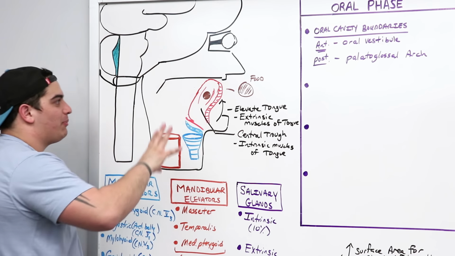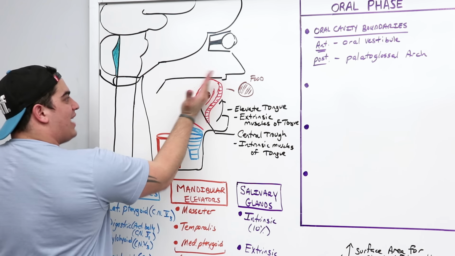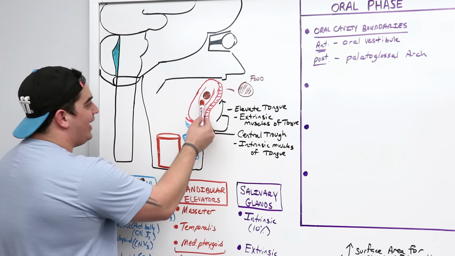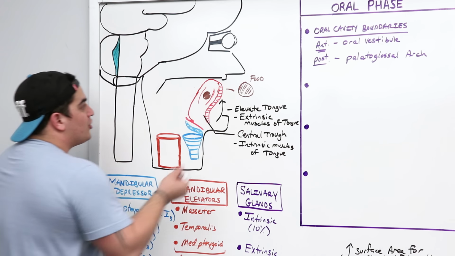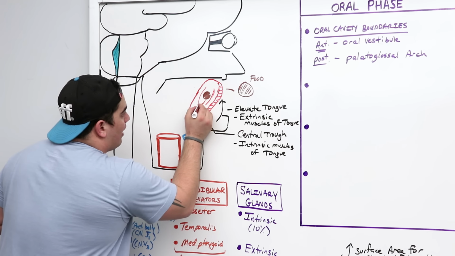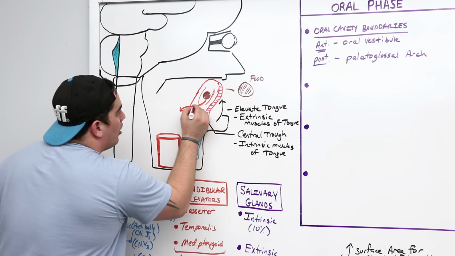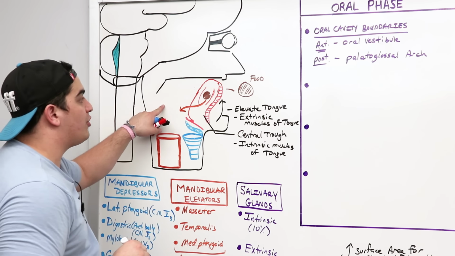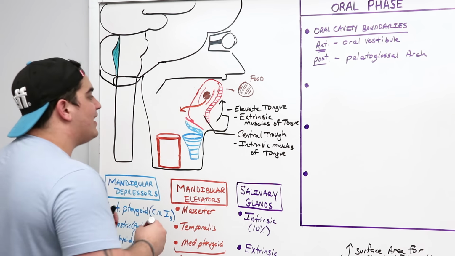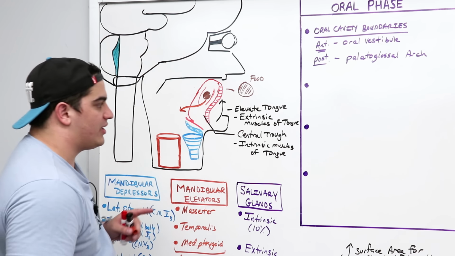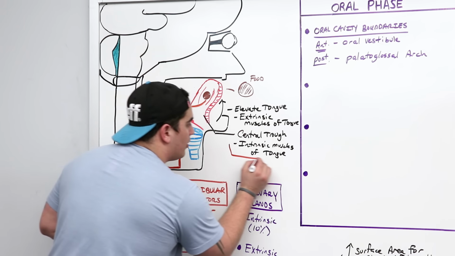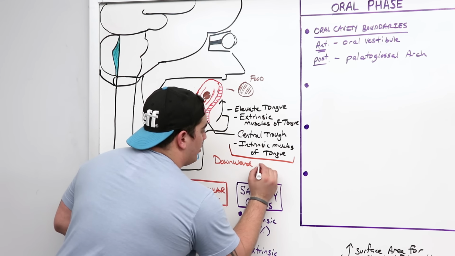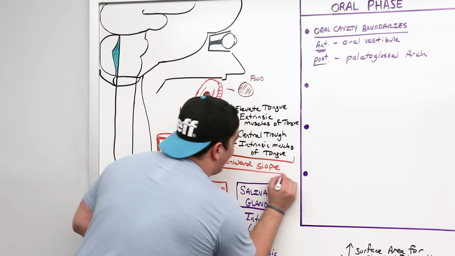Look what this does. There's a whole purpose to this. It creates a nice little downward slope. So there's a little slope that this bolus can just go right down into the pharynx. So we create this downward slope that'll allow for this bolus to move posteriorly into this area, which we're now going to refer to as the oropharynx. So that is the significance of elevating the tongue and forming a central trough. The whole purpose is to create a downward slope. That is the significance there.